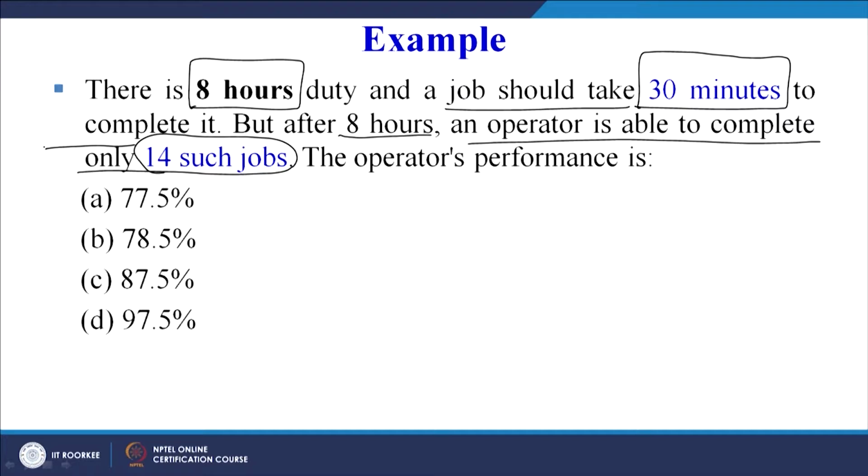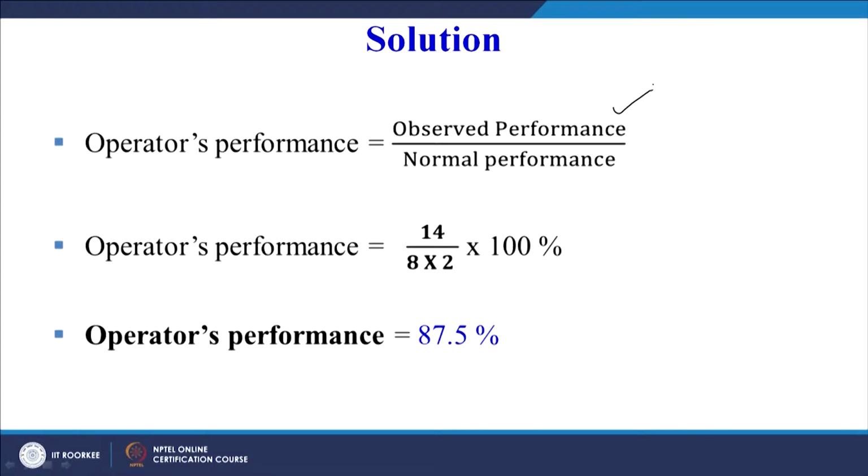We have to calculate the operator's performance, and 4 choices are given. So we need to calculate what is the operator's performance. Now the operator's performance is given by the observed performance divided by the normal performance. Now what is the observed performance? Observed performance is that he has been able to complete 14 jobs in 8 hours.